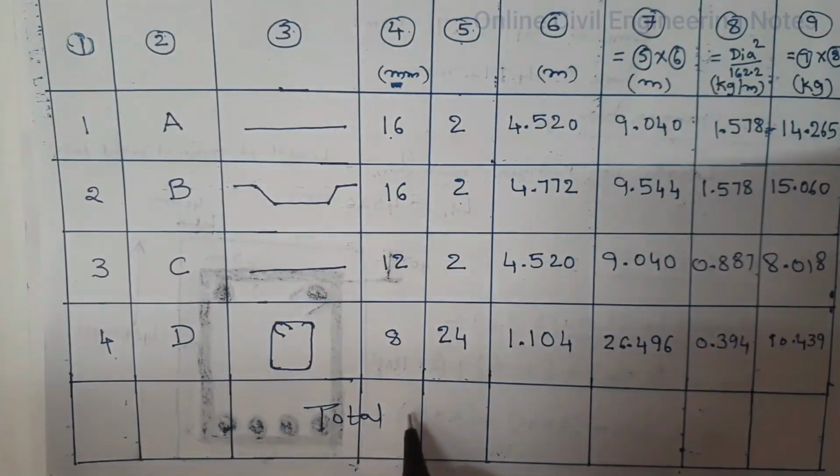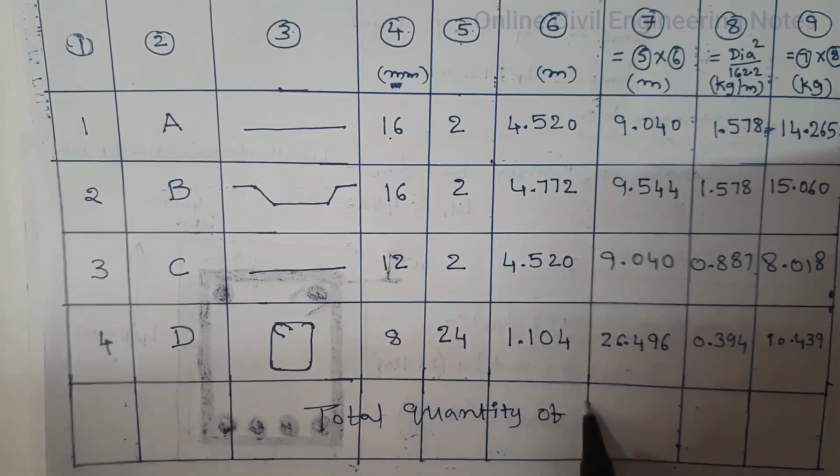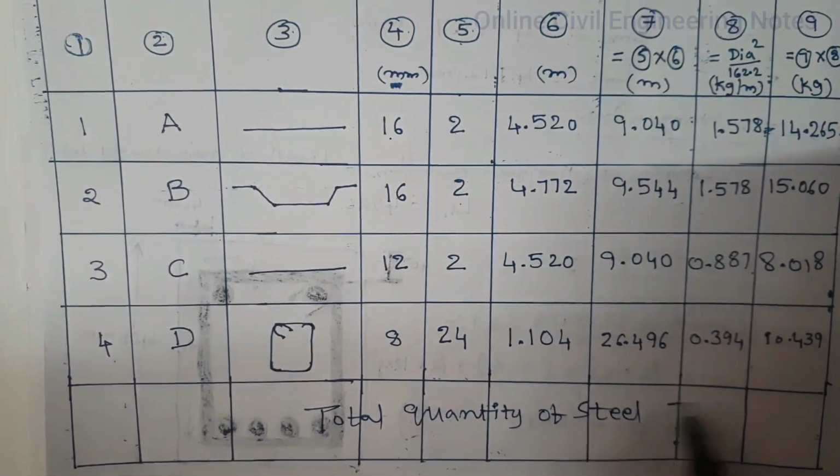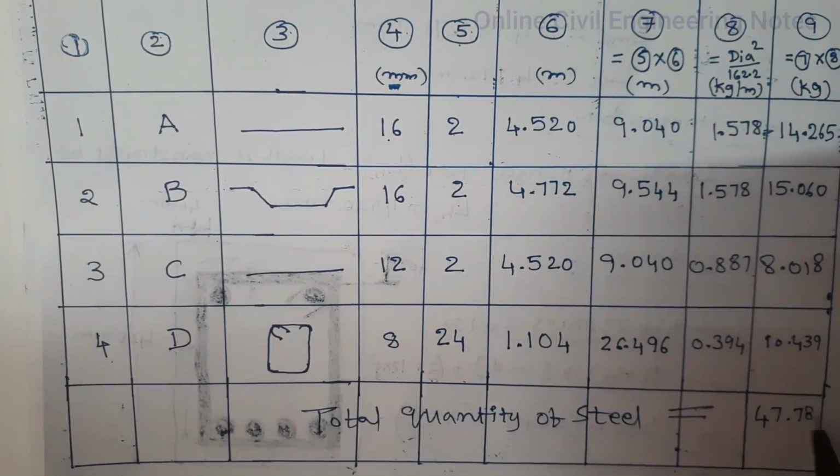Total quantity of steel is equal to 47.782 kg.